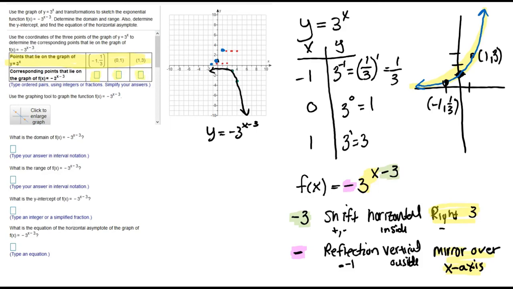Now this question specifically asks where these points move to. So let's talk about where 1, 3 moved to. Remember we started right here at 1, 3. We moved to the right 3. If we move to the right 3, instead of being at x equals 1, we move to x equals 4. So the x-coordinate becomes 4. Now the y-coordinate was 3 above and reflected to 3 below, so that y-coordinate becomes -3.